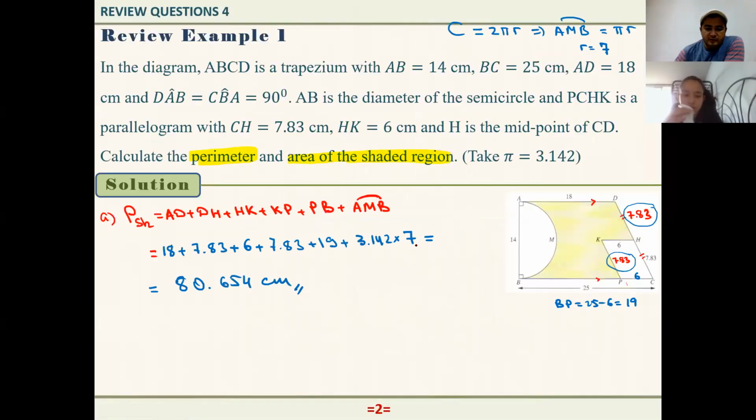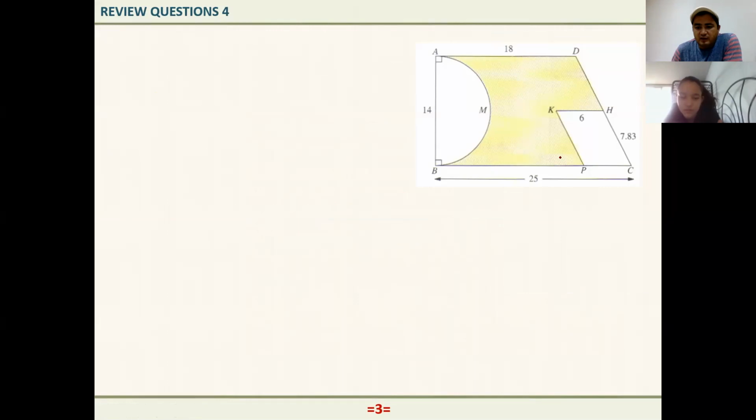Okay, Shahina, now we got the perimeter. Now we need to find the area of the shaded region. So how do you find the area of the shaded region, Shahina? Now we know that this ABCD is what? Trapezium. So let me just write here, the area of the shaded region equals the area of trapezium ABCD, minus, we have already removed this part, right? So that is the area of semicircle AMB.